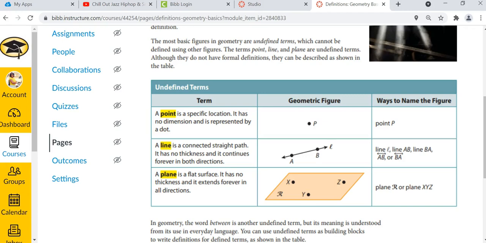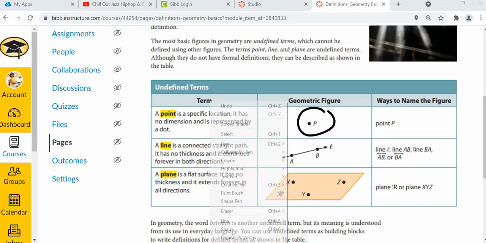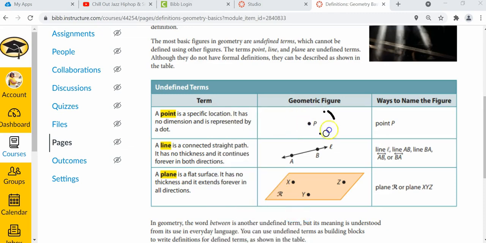So first we're going to start with a point. A point is a specific location. It has no dimension, meaning it has no shape or size, and is represented by a dot. And here's our example for a geometric figure. So right here where you see your example, go ahead and draw it, okay, on the geometric figure.